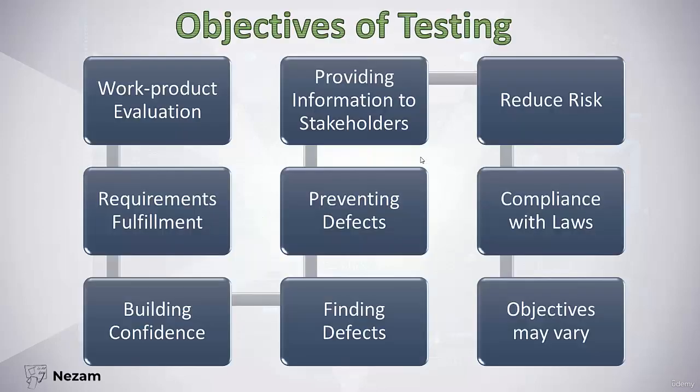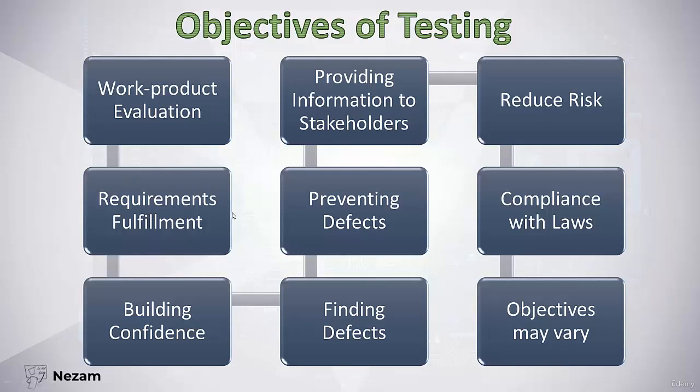So what are the objectives of software testing? We need to evaluate the work products. The work products are anything that is produced while we are working inside our software, whether it is the requirements, the code, the test cases, the test plans, the design, the summary reports. All of these are considered as work products. So we evaluate the work products.